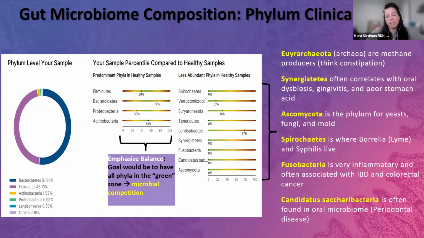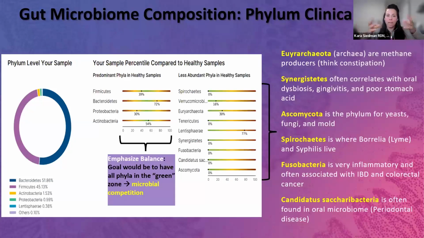And some of these less abundant phyla can actually give us some clinical clues, I like to say. So like euryarchaeota, for example, this is where archaea are. So these are strong methane producers. So think about constipation or intestinal methanogen overgrowth. Synergistetes, this is very much correlated with oral dysbiosis, gingivitis. If we have lots of synergistetes, again, they're not neutralized or killed in our stomach acid. So this can be a sign if someone has elevated synergistetes. Same thing with Candidatus Saccharibacteria, which is predominant in periodontal disease.